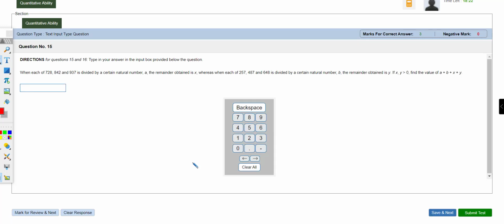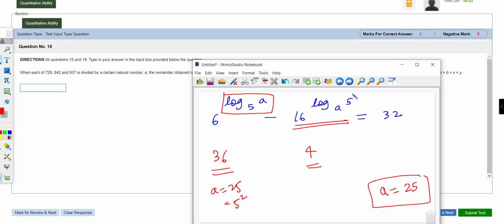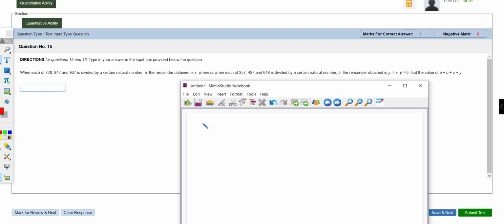Then question number 15, when each of 728, 842, 937 is divided by a certain divisor a, the remainder obtained is x. This is HCF model 2. Same, there's a second statement. Okay, looks easy. Let's do this. We need to use the concept of HCF model 2. So 728, 842 and 937. The remainder is the same here.